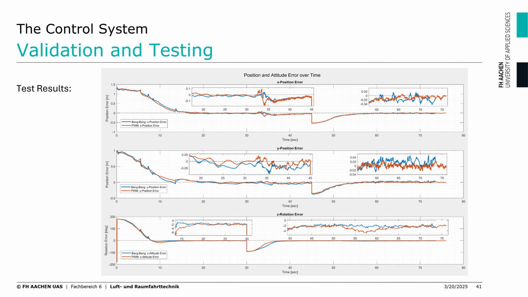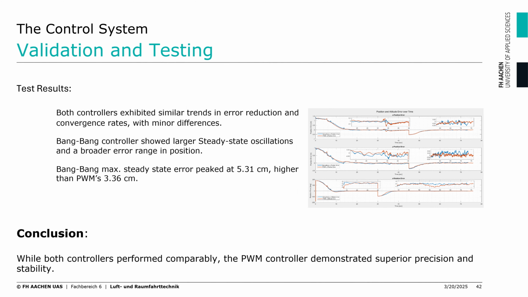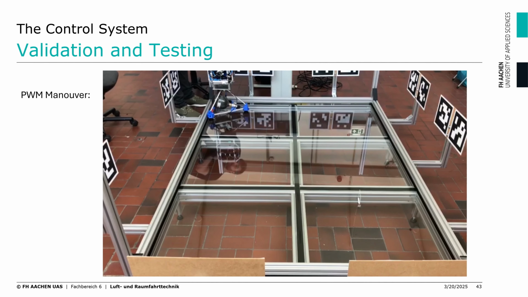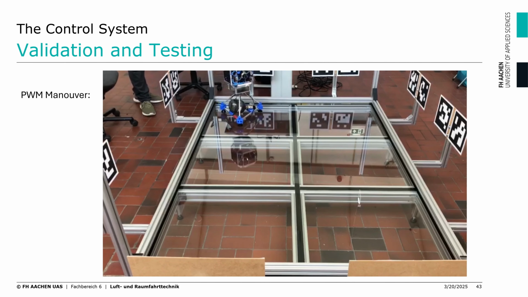To underline the results, both test series, that of the PWM and the bang-bang controller, are compared directly here with each other. To summarize the results, both controllers show similar behavior in terms of approach rates and error reduction. However, there are some differences. Overall, the bang-bang controller shows more oscillations and a larger error range in the steady-state position. At this point, I would like to show a video of the maneuver test for the PWM controller.